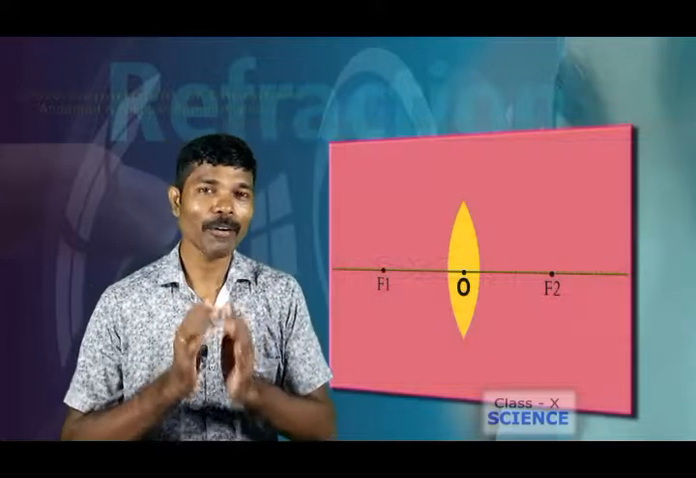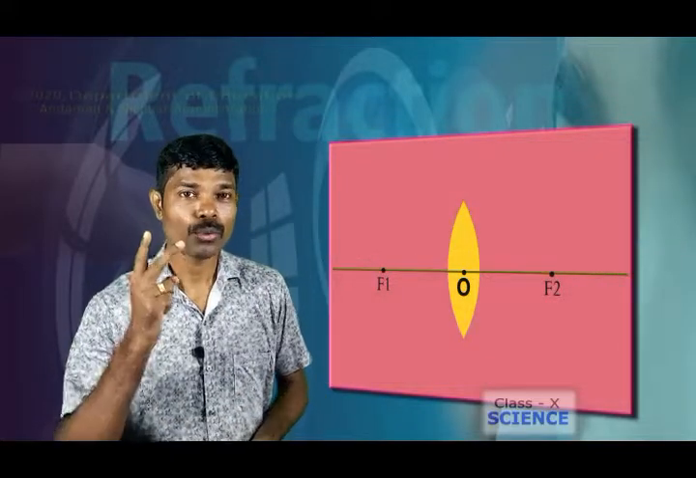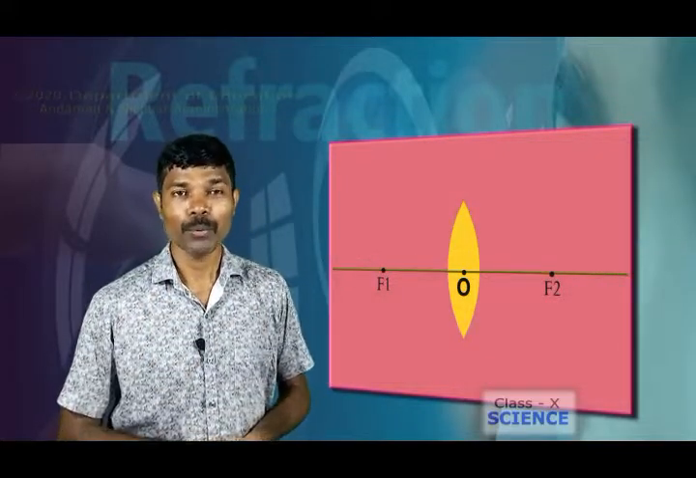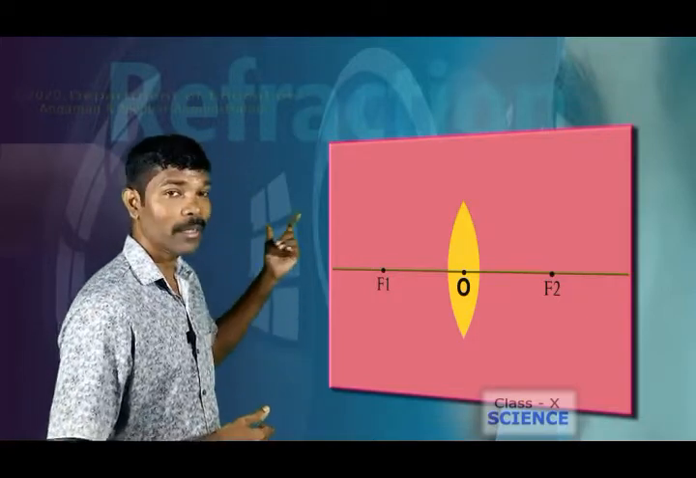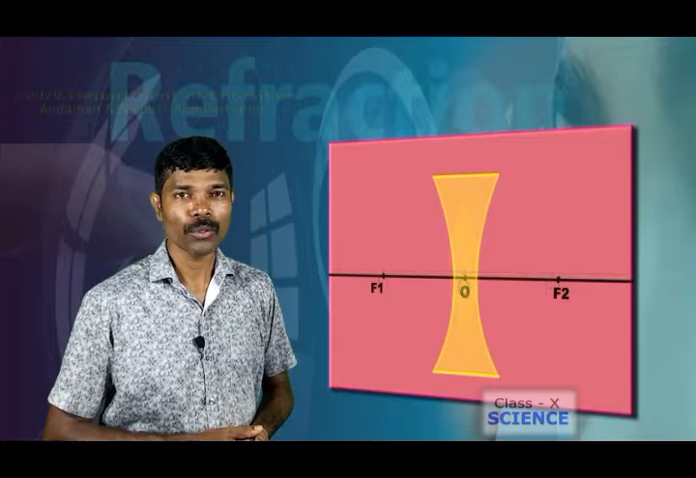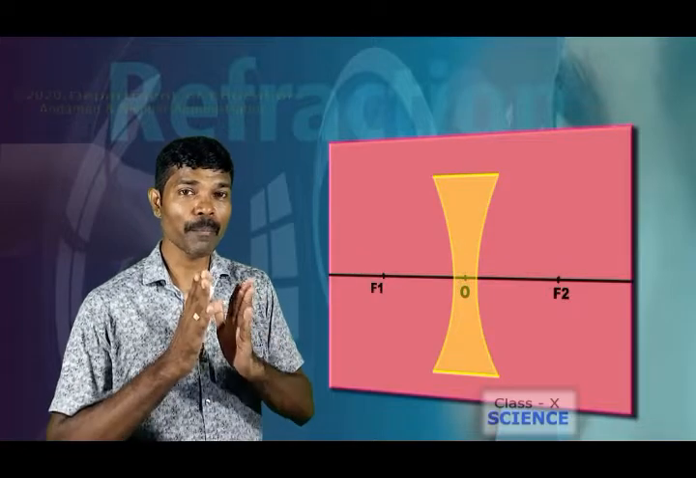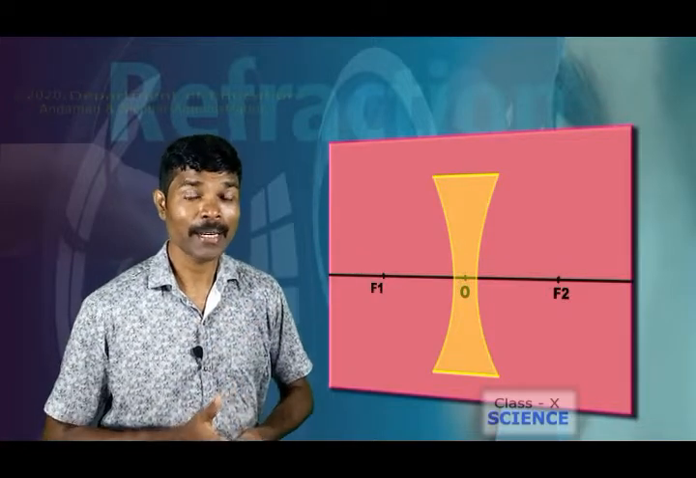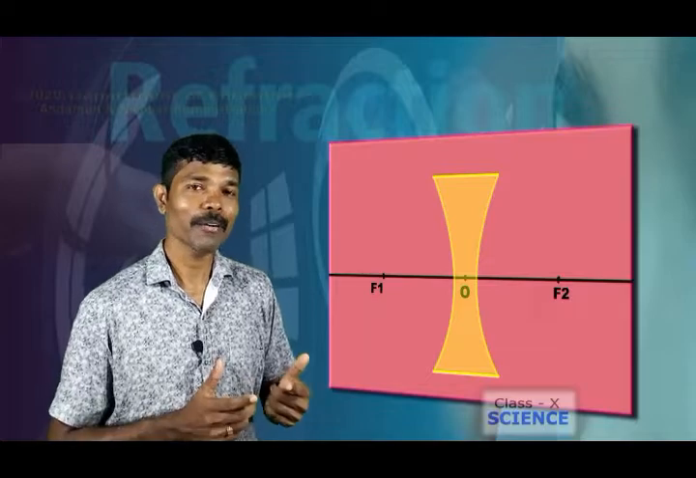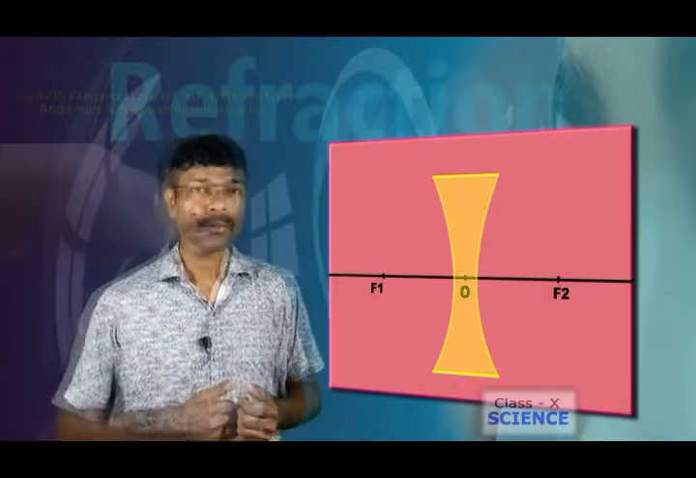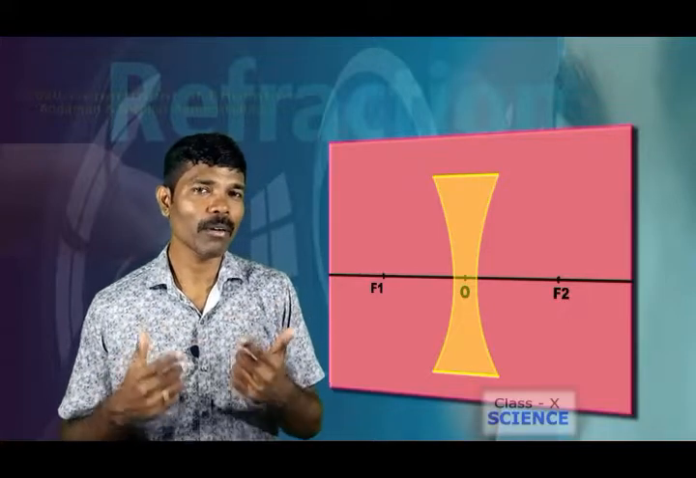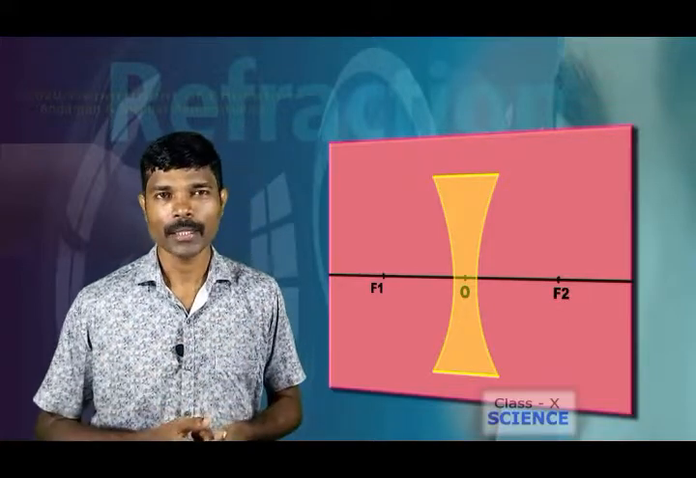So a double convex lens will have two foci. The plural form of focus is foci. So likewise, in a double concave lens also, two surfaces are there, and in both directions the light can refract. So a double concave lens will also have two foci. So whenever we talk about a double convex or double concave lens, there must be two foci.